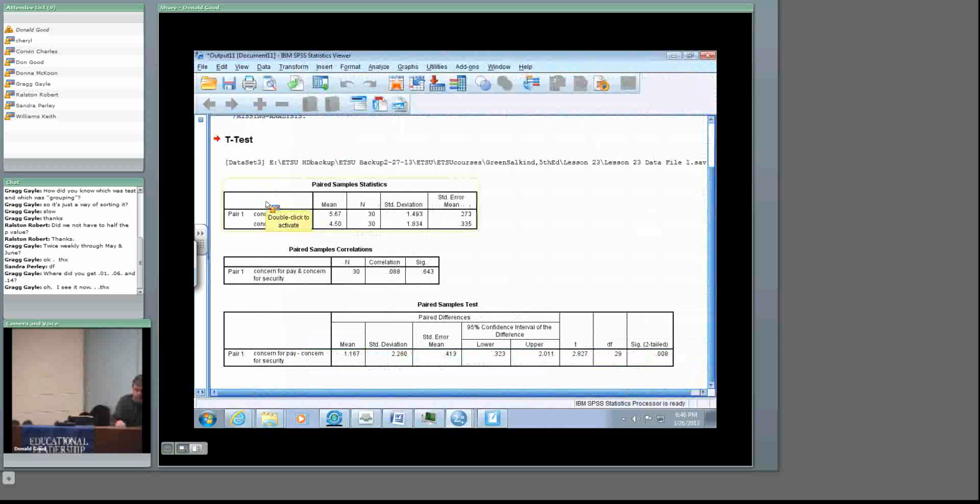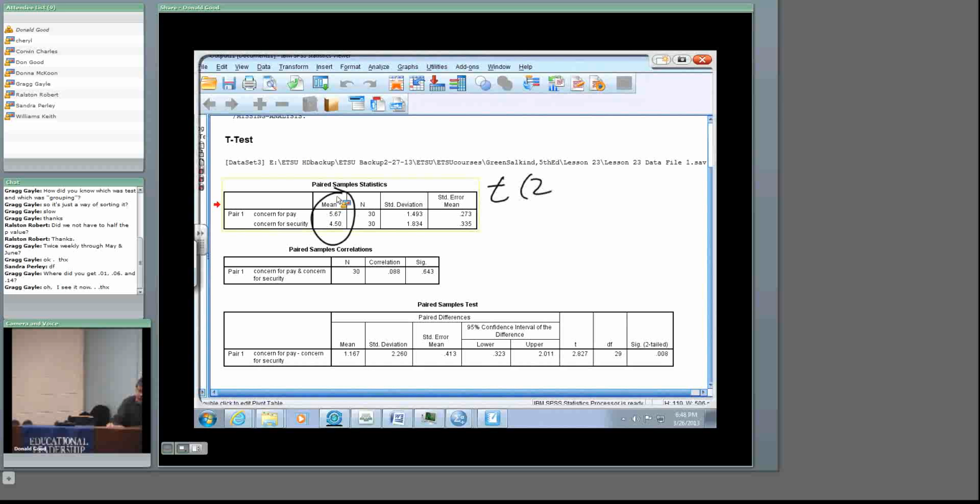So, here's my mean for pay and security. Pay is 5.67, security is 4.50. People tend to be at least a little more concerned about pay. I wonder if that's a big difference in the concern. Well, I'm going to write t for 29 degrees of freedom. Again, I've got 30 pairs. Number of pairs minus 1 is degrees of freedom. The t value is 2.827, and that gives a p-value of 0.008. That is less than 0.05, so there is a significant difference between the two means.